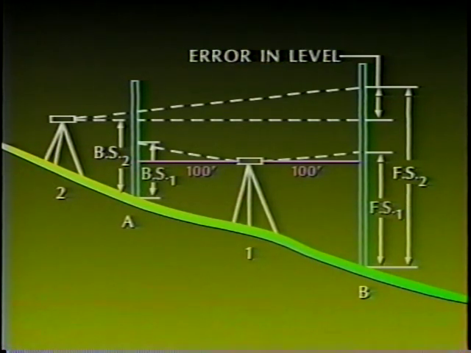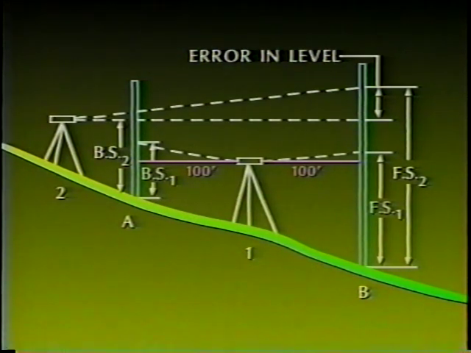Another foresight reading, FS2, is then taken on the rod at point B. This foresight rod reading establishes a new elevation for point B. We now have two elevations for the same point. Any difference in the two elevations is the result of misalignment of the instrument crosshairs. This mechanical error must be adjusted out of the instrument by actually moving the crosshairs in the level scope up or down to make the foresight FS2 yield the same elevation for point B as FS1, thus eliminating the error.